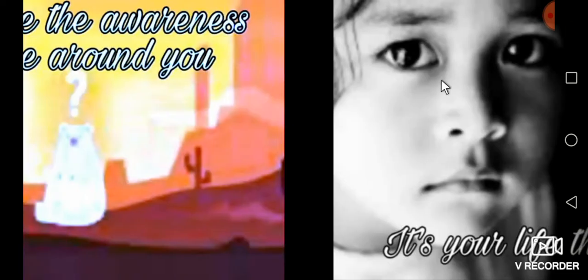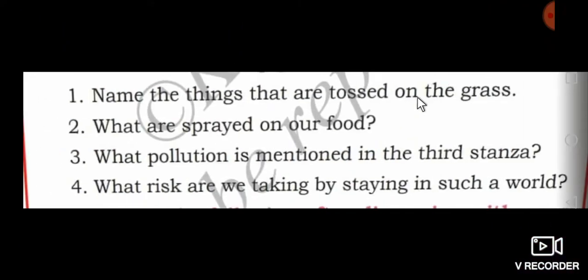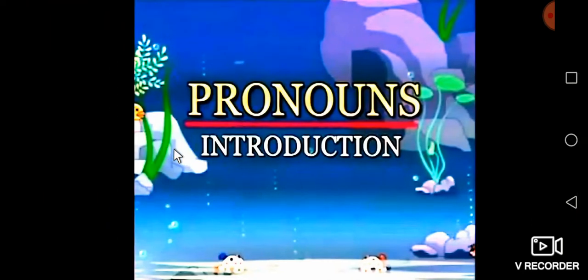Let's go to the grammar point in the poem. Before going to grammar points, you take today's questions. Name the things that are tossed on the grass. Please point out, all of you. What are spread on our food? What pollution is mentioned in the third stanza? The poem Awareness. Next, the last question is, what risk are we taking by staying in such a world? Okay, listen students. We go to the grammar point.